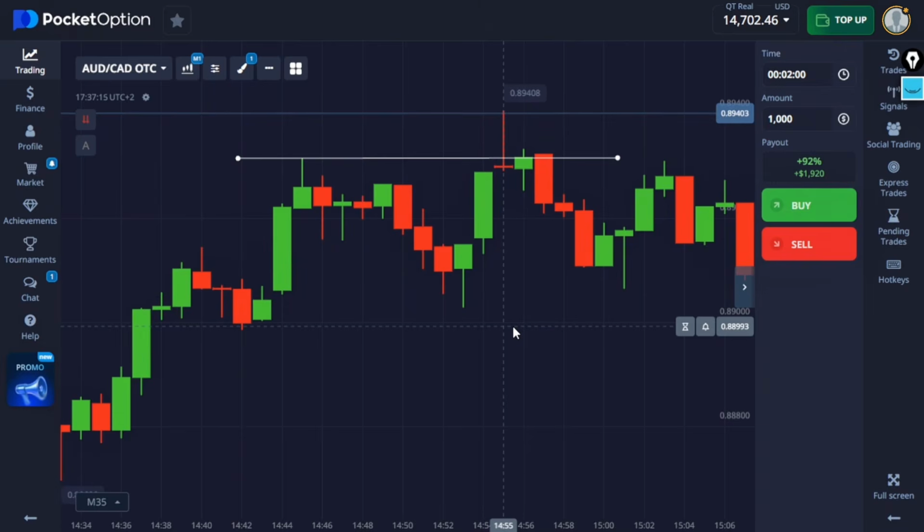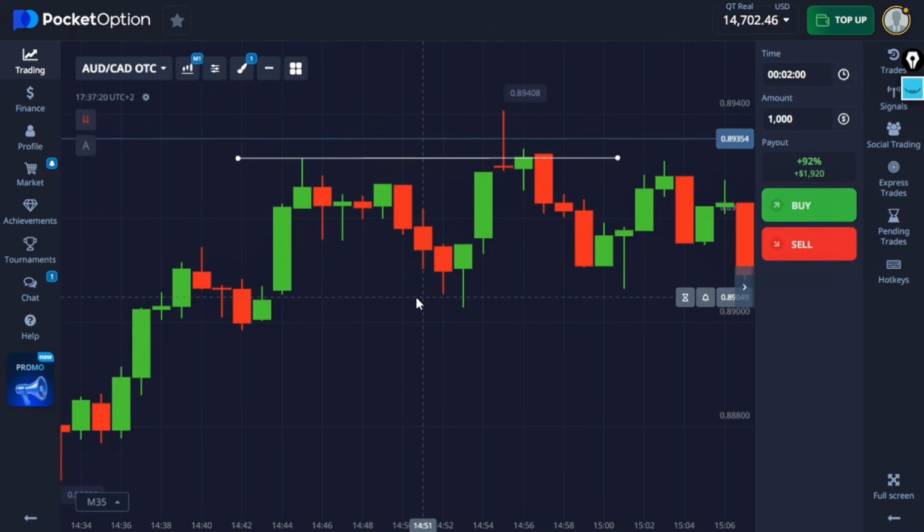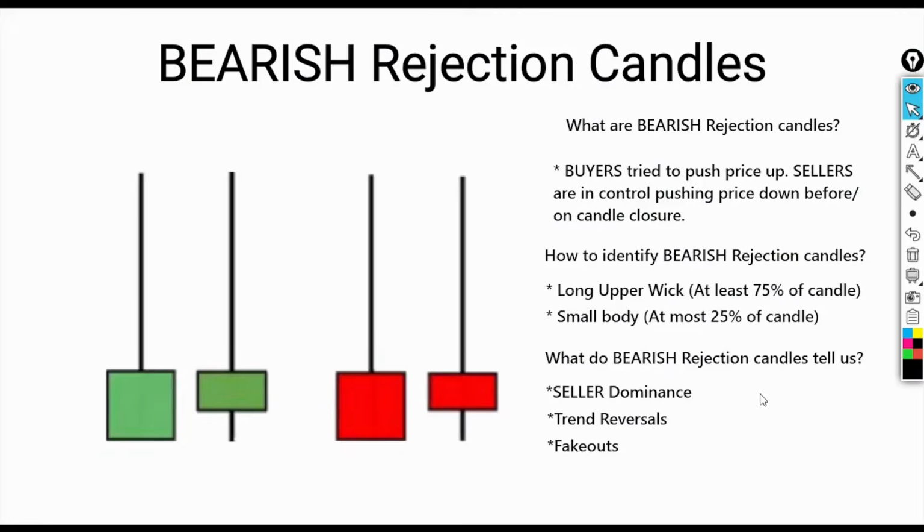And my point is proven with this example of a fake out we're looking at right now. So at the end of the day, this is something you want to avoid. And that's pretty much what bearish rejection candles signify. If we skim over everything again, basically bearish rejection candles show us signs of seller dominance, potential trend reversals, and fake outs. And I reckon that covers everything. This was bearish rejection candles in a nutshell.